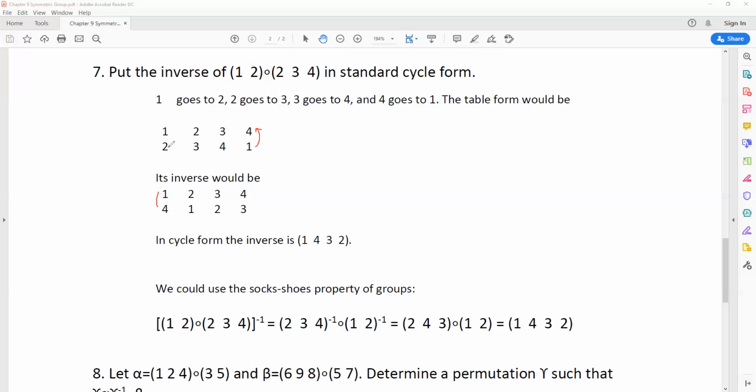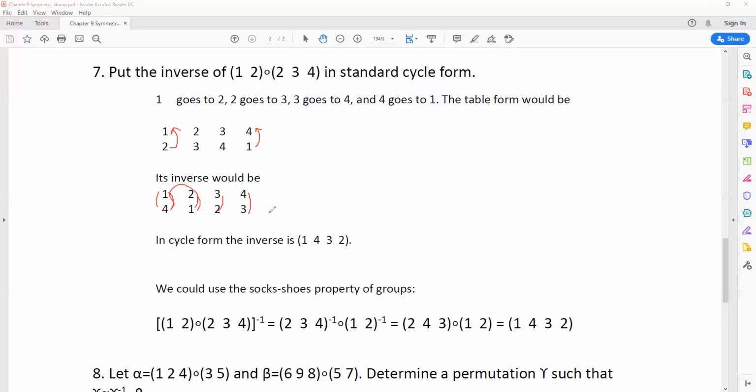We can see that 2 on the second row would map to the 1 on the top row, 2 to 1, and then 3 would map to 2, and 4 would map to 3. So to write that in inverse form, starting with the smallest element, we see that 1 goes to 4, 4 then goes to 3, 3 goes to 2, 2 goes to 1, and then ultimately 1 goes back to 4.